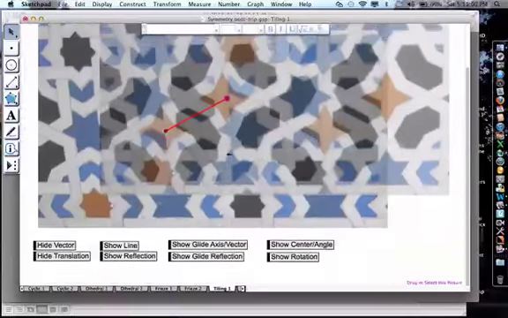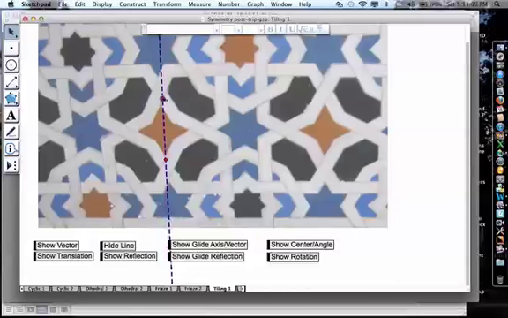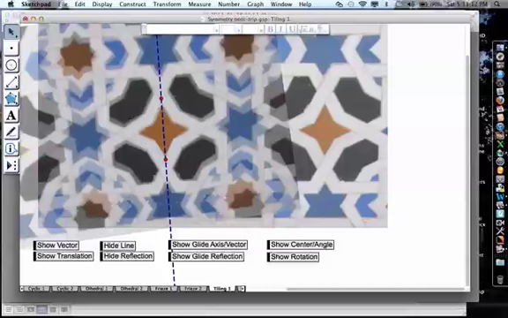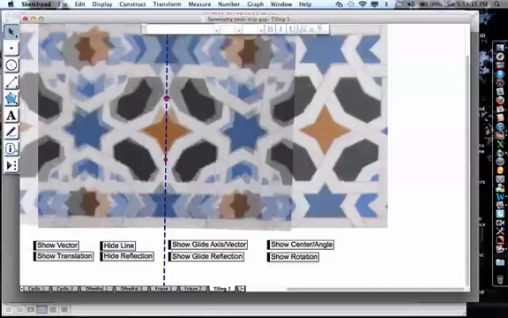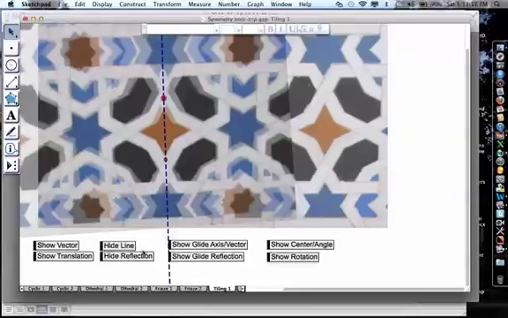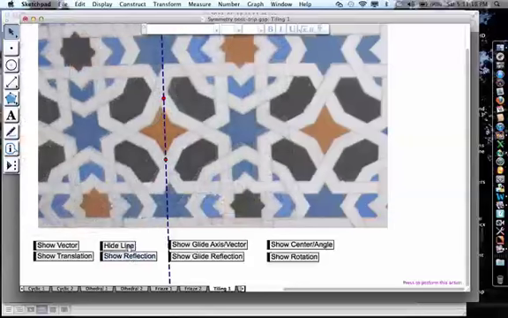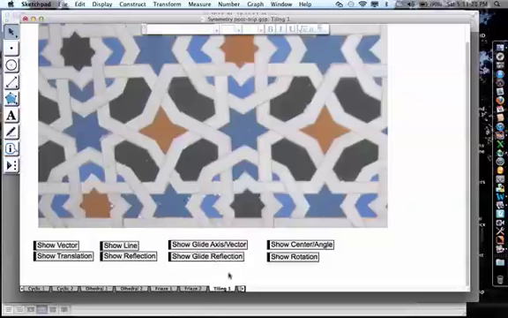I can show the reflection line just to confirm that it doesn't have one, because it messes up the over-under business. And same with glide reflection, I'll skip that.